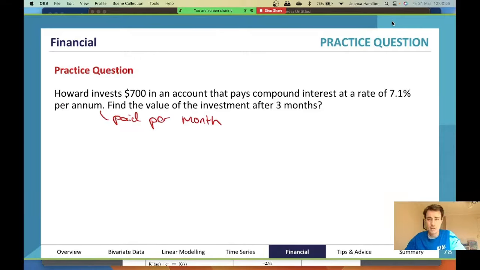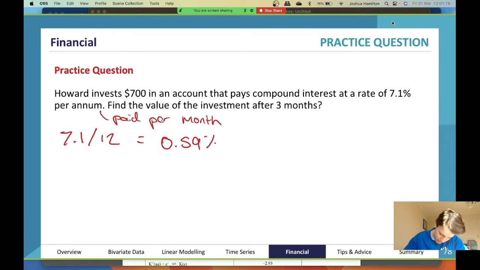Essentially, this is saying there is 7.1% per annum, but it's paid per month. It's not paid per year, it's paid per month. So having a look at this question, what we first need to work out is our percentage per month. This is going to be 7.1 divided by 12, which equals 0.59% per month.